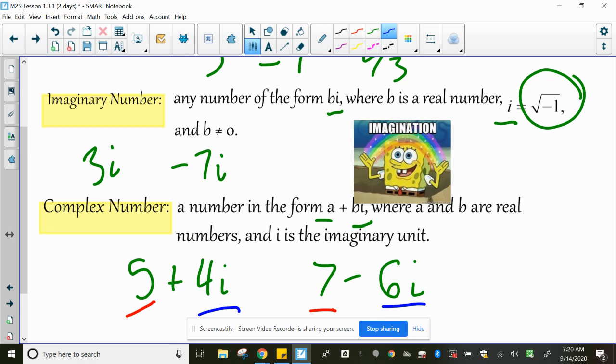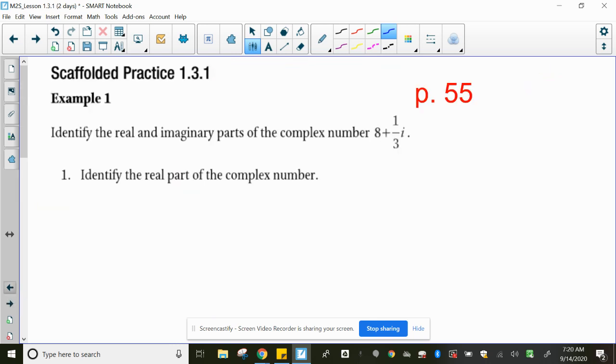So today in our introduction, we're going to start by identifying the real and imaginary components real quick. Then we'll go through some intro problems with imaginary numbers. Page 55, a real simple one to start with. Identify the real and imaginary parts of this complex number, 8 plus 1/3 i.